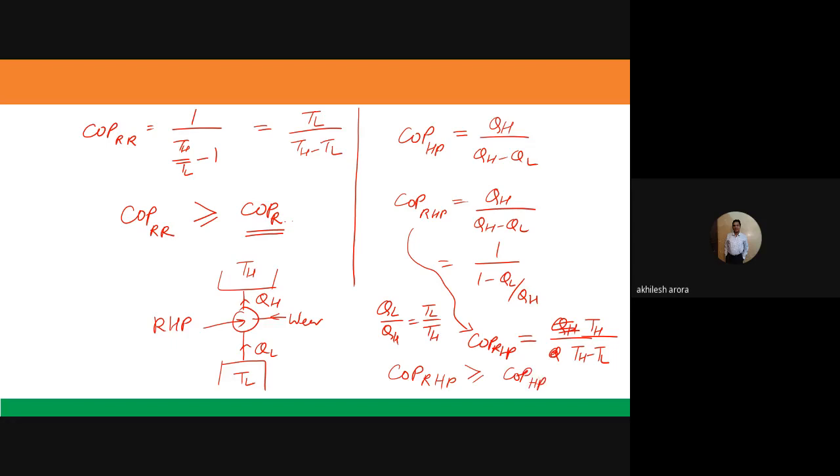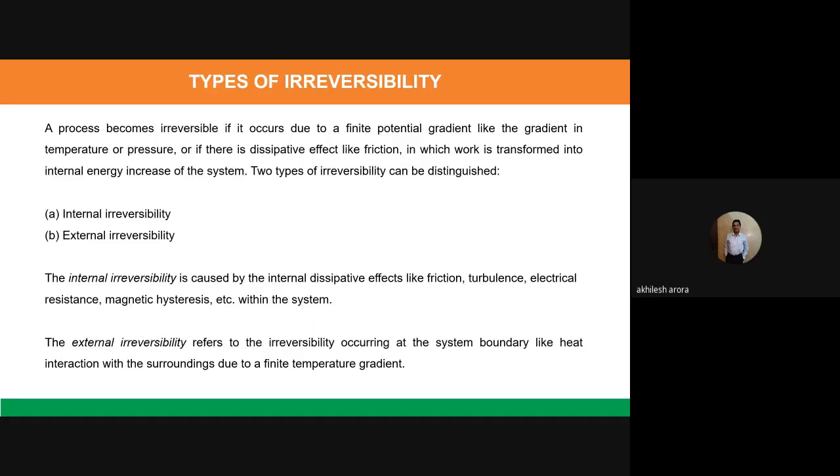Then finally, this is very important. I am going to tell you about the types of irreversibility. This is the last slide for today's lecture. A process becomes irreversible if it occurs due to a finite potential gradient, like the gradient in temperature or pressure, or if there is a dissipative effect like friction, in which work is transformed into internal energy increase of the system. So basically, whenever there is friction or dissipation of energy, or a temperature difference or pressure difference, then only the process will become irreversible.